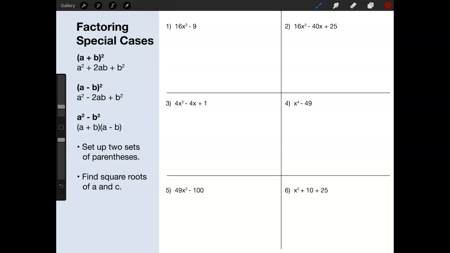It is important that you set up two parentheses. It is also important that you know how to find the square roots of numbers and exponents. I have 6 examples to help illustrate.